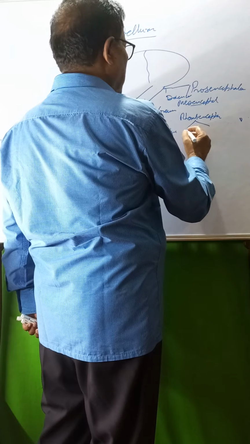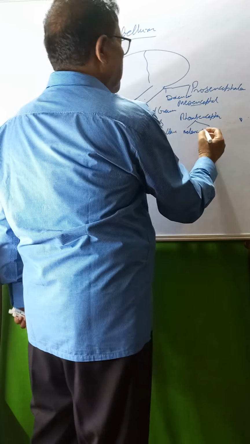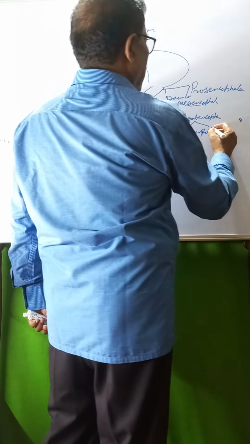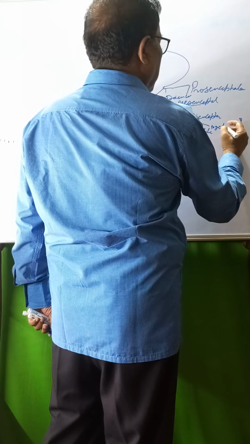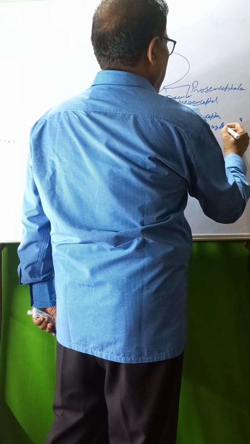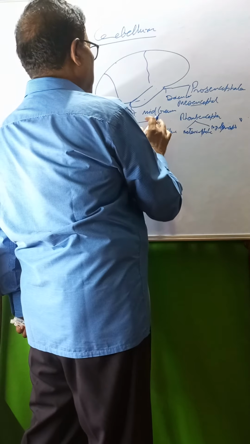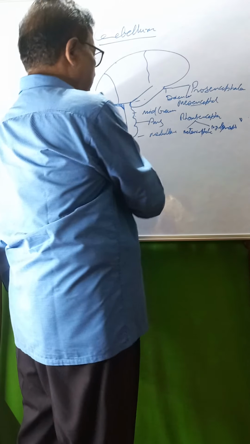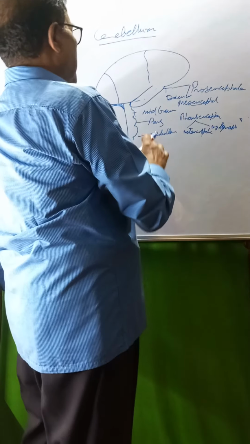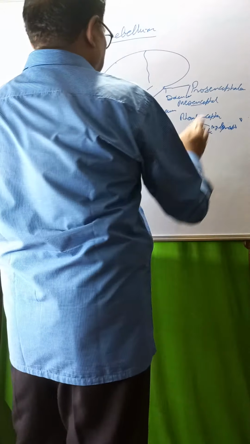Rhombencephalon is divided into metencephalon and myelencephalon. From metencephalon, pons and cerebellum develop. From myelencephalon, medulla develops. This is about the development of the cerebellum.